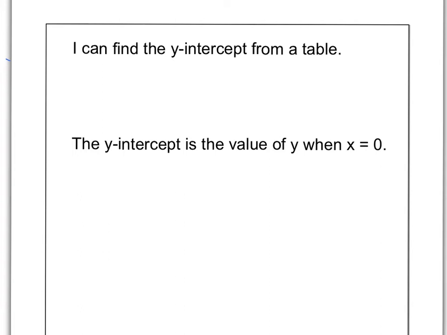In this video, we'll learn how to find the y-intercept from a table. First thing, you need to know what a y-intercept is. The y-intercept is the value of y when x equals 0.